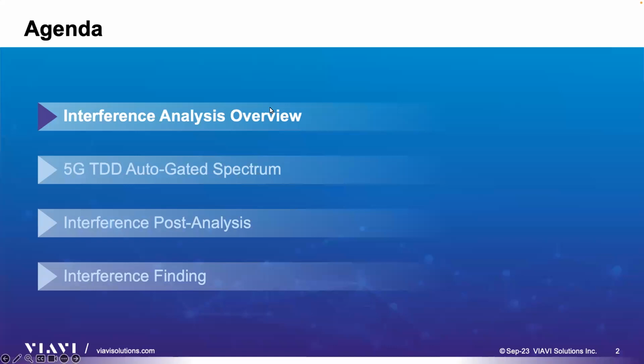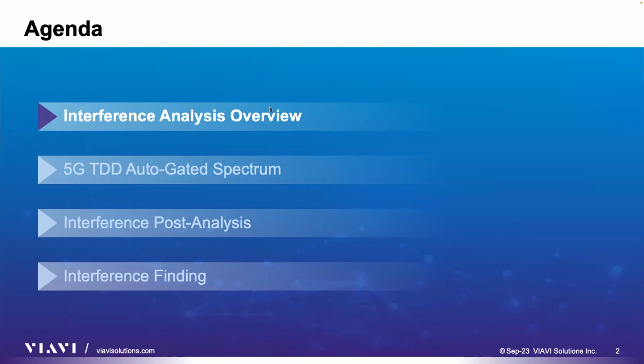Okay, so I'm going to start briefly with the interference analysis overview, because we have covered this topic in previous webinars, but I'm going to spend a little more time on these two aspects: the 5G TDD spectrum, which is important because it is different from what we have seen or experienced before with interference on low frequencies or low bands. I'm going to try a demo here. I don't have great reception on a 5G TDD signal. However, I'm going to give it a try.